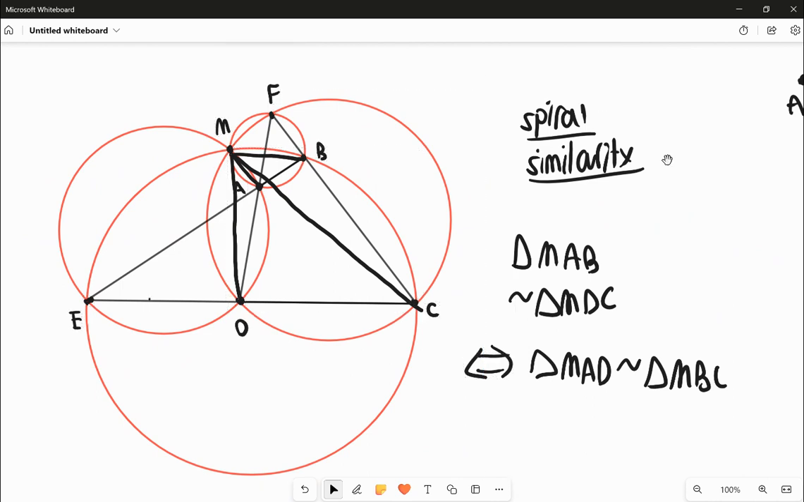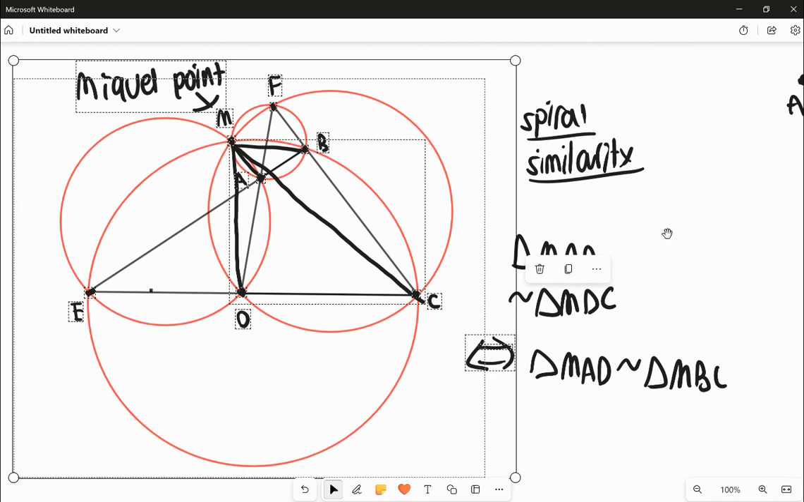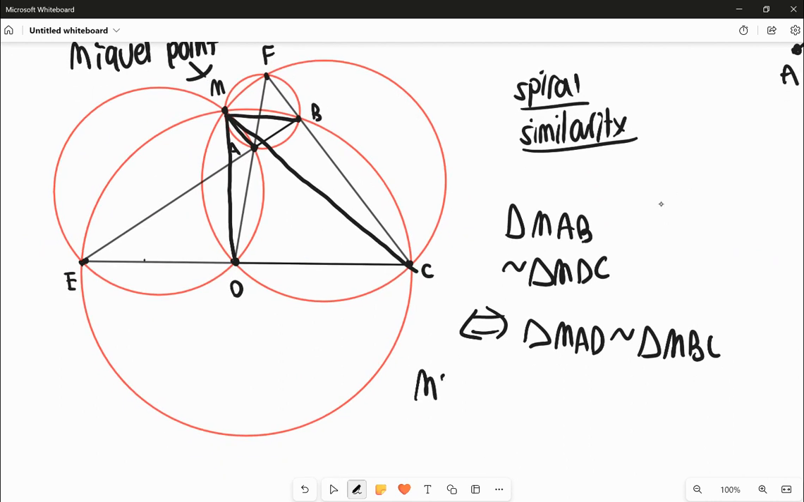And this point M is called the Miquel point. And the theorem that underlies its existence is called Miquel's theorem. It's a very powerful fact, and the Miquel point is really nice and particular, and I will explore it in a later video.